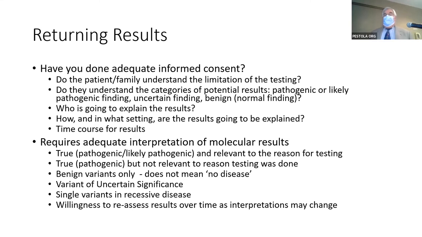Okay? So what are your possibilities? It's pathogenic or likely pathogenic, and it's relevant to why you did the testing. It's pathogenic, but it's not the reason the testing was done. Benign, which doesn't mean no disease, means no disease found with whatever test you did. The dreaded variant of uncertain significance. Or you found a single variant in a disorder whose inheritance pattern is autosomal recessive. That's one hit, you need two. And you have to have a willingness to reassess the results over time. Results and interpretations do change.